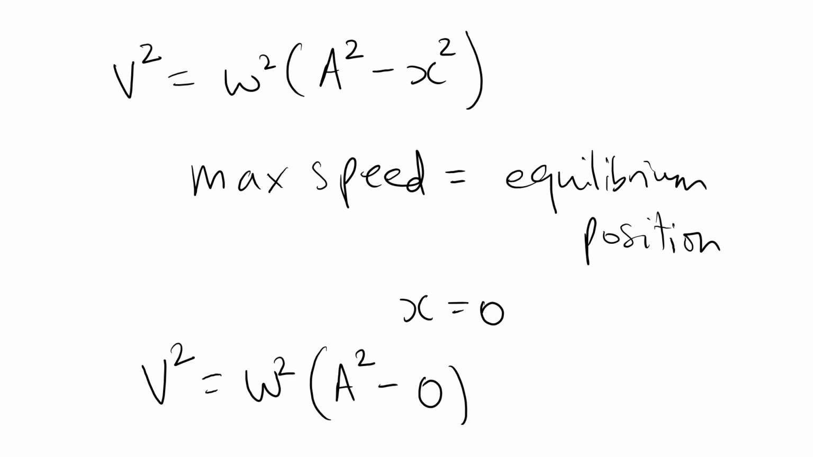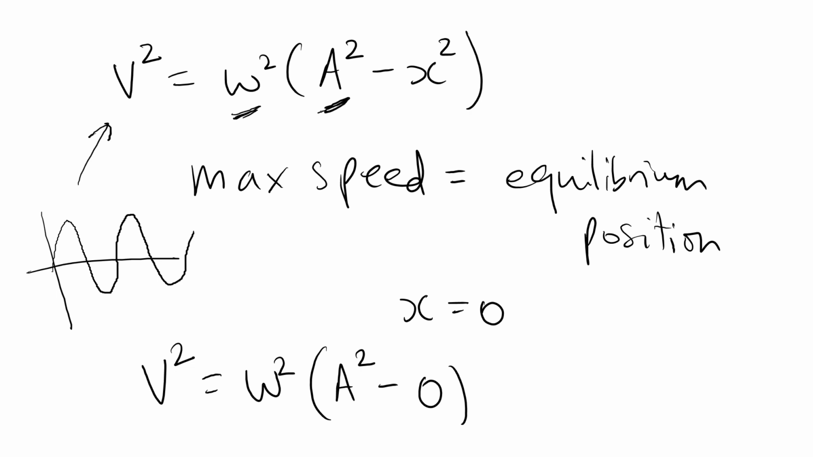Okay, this is the equation for the maximum speed. In this case, v is the speed, right? So imagine you've got something that's oscillating, and this is the speed of the object that is in SHM. Your omega is your angular speed, angular velocity. Your a is your amplitude, and your x is the displacement.